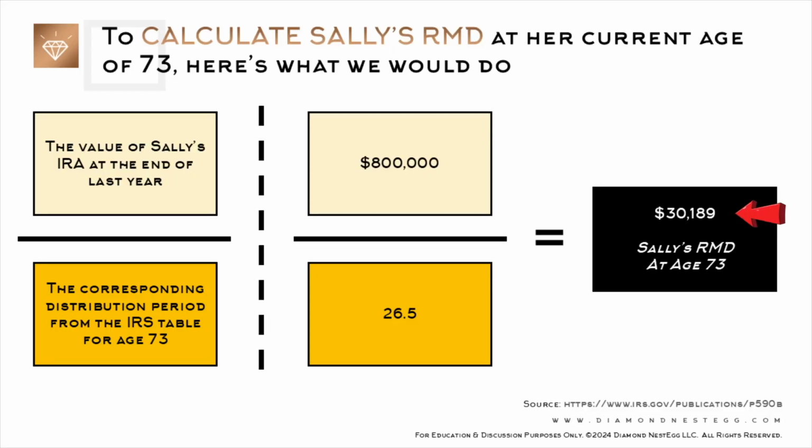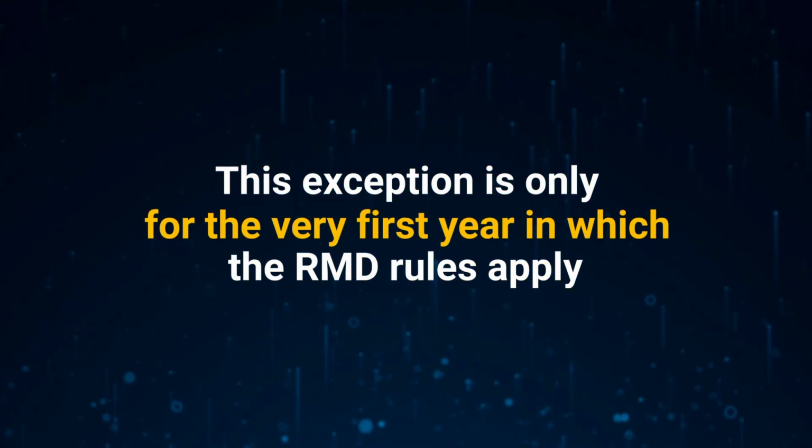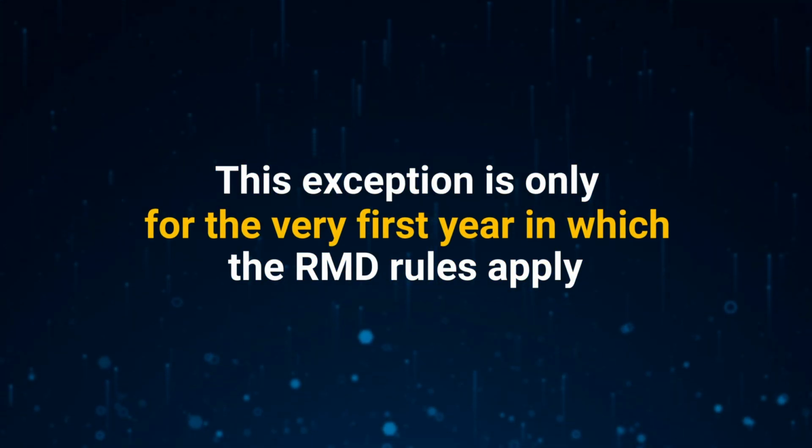But a few more comments on RMDs. Sally can always take out more than her required minimum distribution if she wishes to do so, but she cannot take out less. Normally, the deadline for taking your RMD is December 31st of each year. But because in this example, Sally just turned 73 this year in 2024, and this is her first RMD, she can delay taking her actual distribution until April 1st of next year.